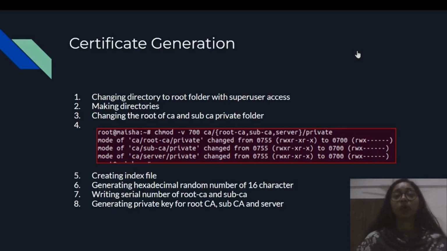Myself Maslinia Sujnus. Today I would like to talk about an essential aspect of securing network systems: certificate generation in public key infrastructure, in an interconnected world where data privacy and secure communication matter. Changing directory to root folder with superuser access, making directories, changing the root of CA and sub-CA private folder, creating index files, generating hexadecimal numbers, writing serial numbers of root CA and sub-CA, generating private keys for root CA, sub-CA, and server. Certificate generation lies at the core of PKI as it enables authentication of entities and ensures secure communication.